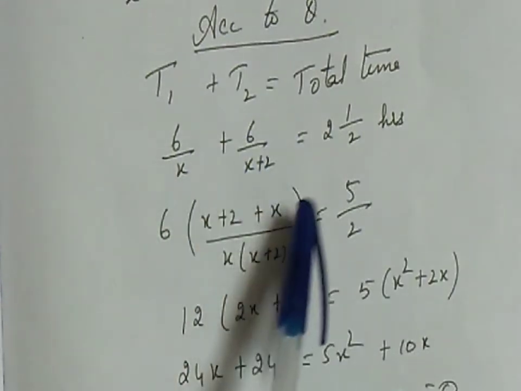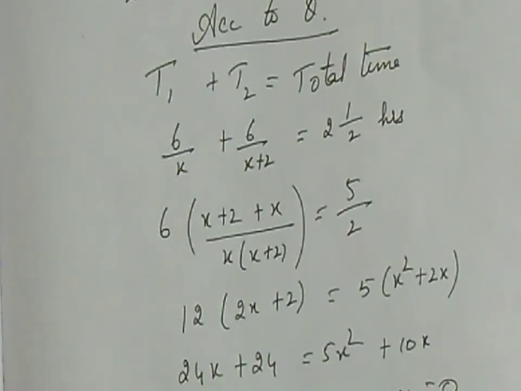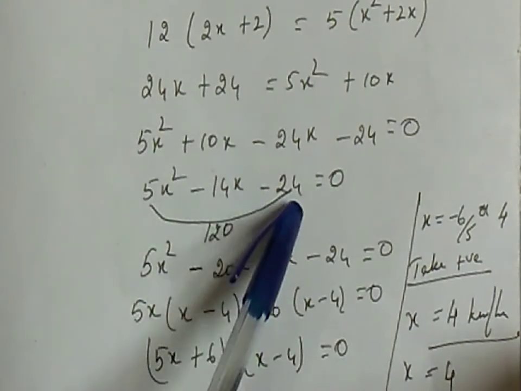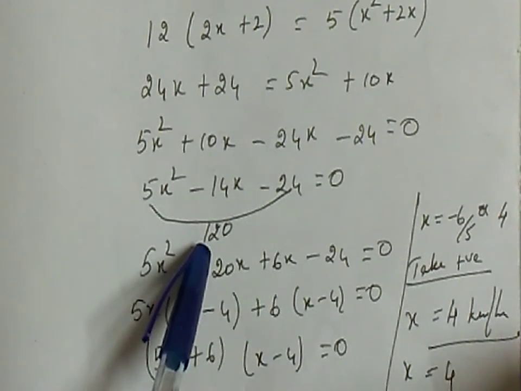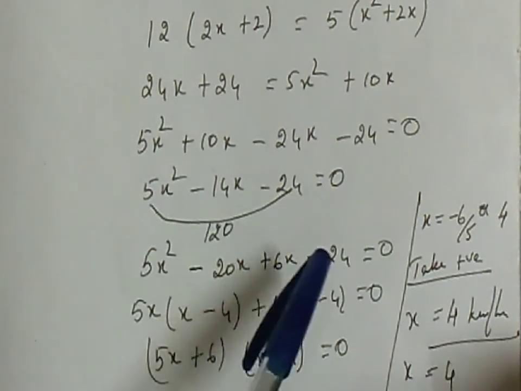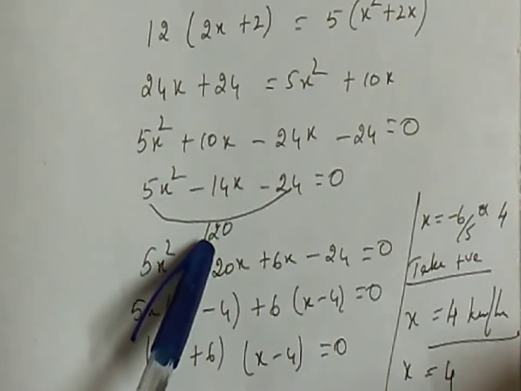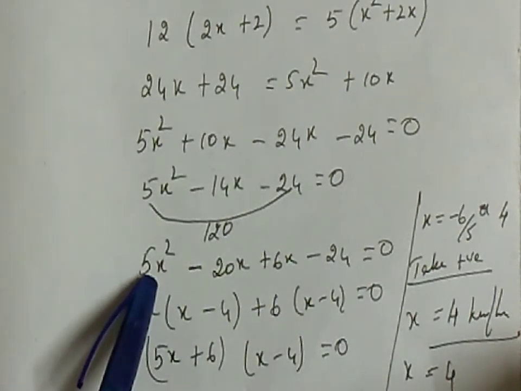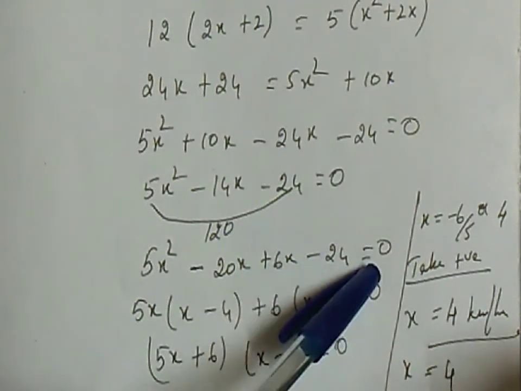Okay. Now take the LCM and cross multiply. You will get the quadratic equation, that is 5x squared minus 14x minus 24 is equal to 0. Now 5 into 24, 120 you will get. So here minus 14. So you will take 20 into 6, you will get 120, and 20 minus 6, you will get 14. So 5x squared minus 20x plus 6x minus 24 is equal to 0.